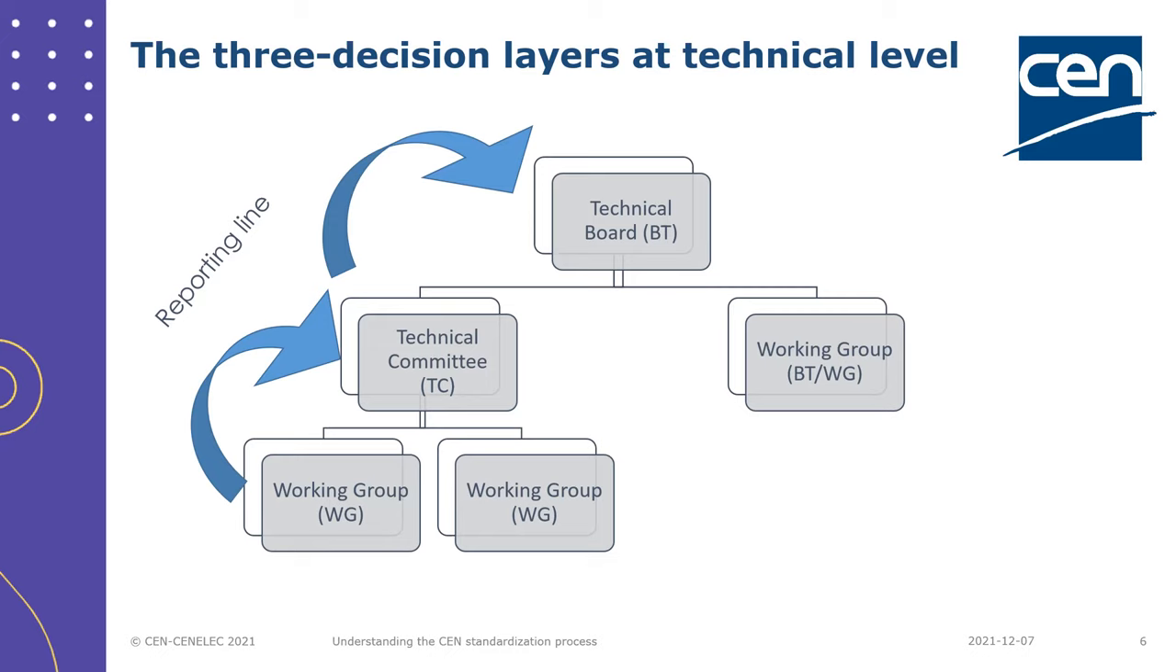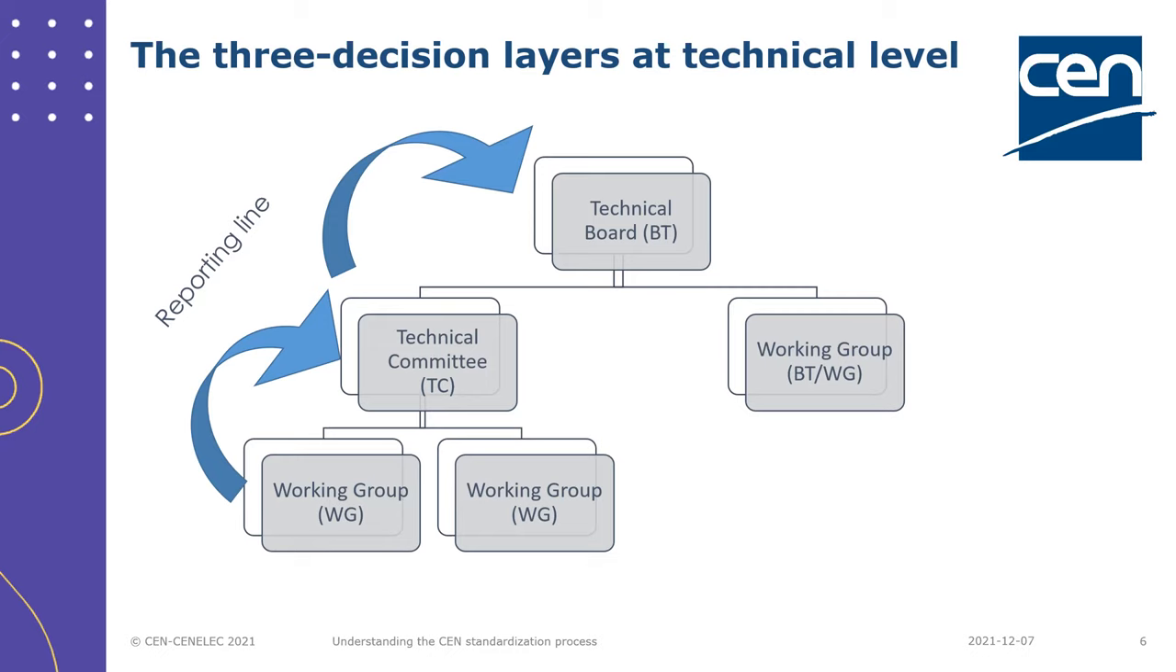Then we have, of course, the technical committees on the left side, and the technical committees are responsible for the development of standards and for the coordination of the work. And we have the working groups, which is where the standards and other deliverables are being drafted. So we have the reporting line: the working group reports to the technical committee, and the technical committee reports to the technical board.